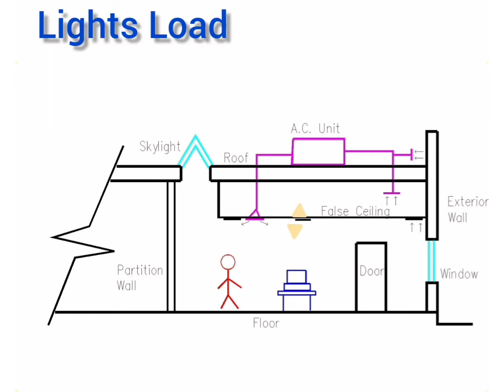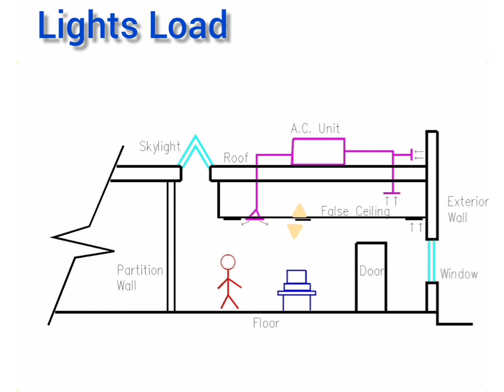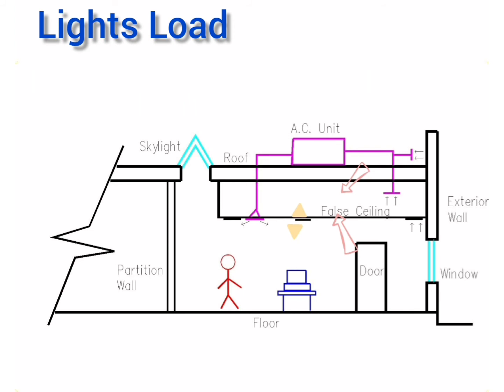There are also light loads, which depend on light wattage, type of light fixture, whether incandescent, fluorescent, LED, etc. When we have light fixtures installed in the false ceiling, a portion of the light heat, usually between 30 to 50%, goes to the ceiling plenum void and does not directly affect the room, while the remaining percentage does. If there is no false ceiling all the light load would be on the room. The thermal data for the light fixture we can get from either catalogs of the light fixture or from an international standard.